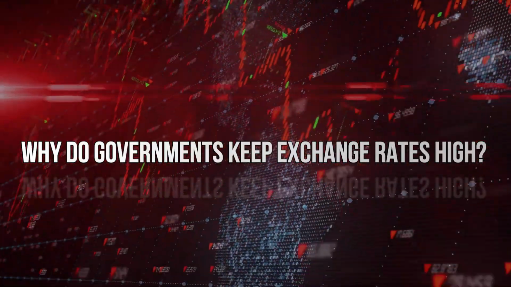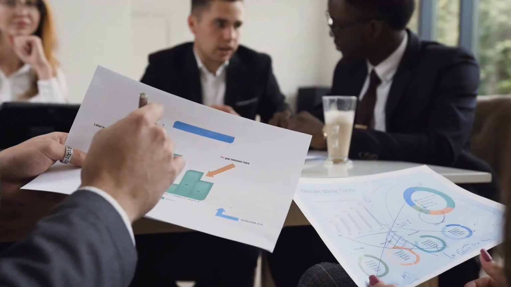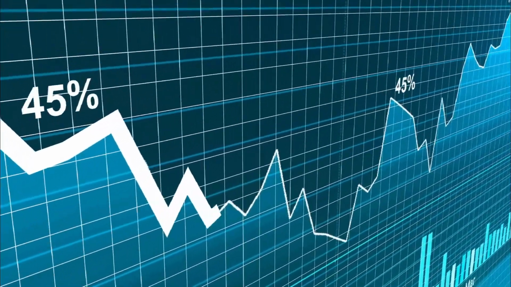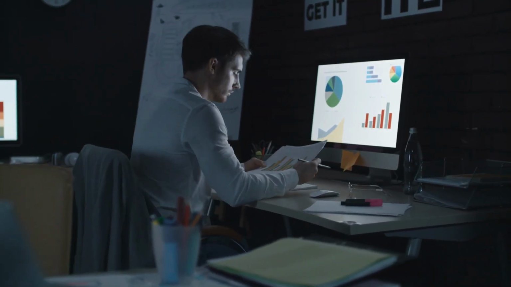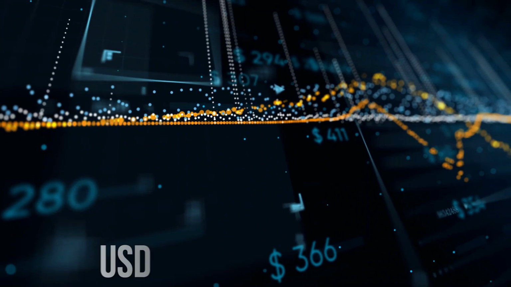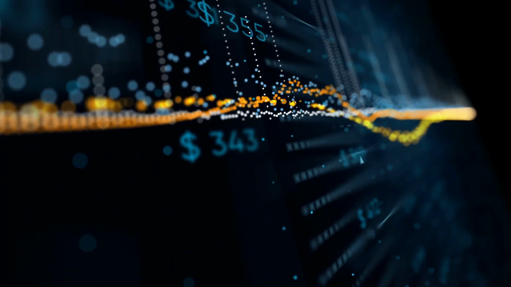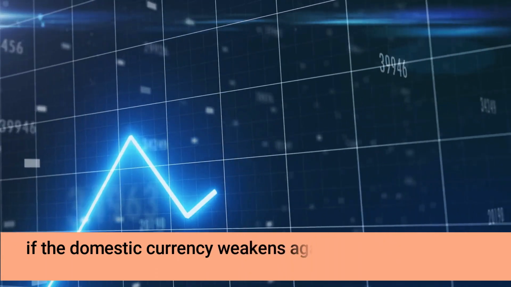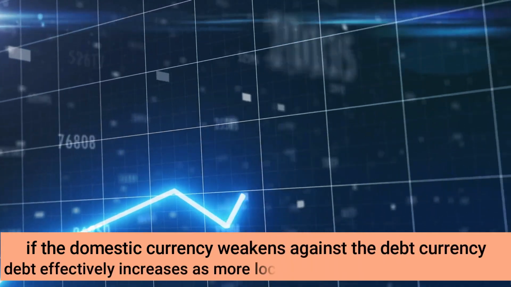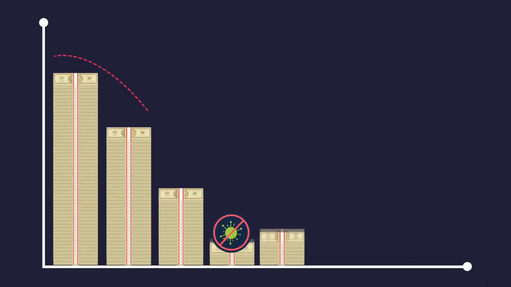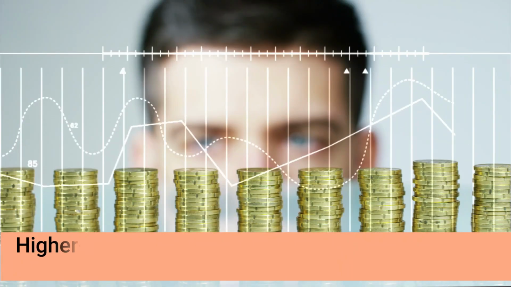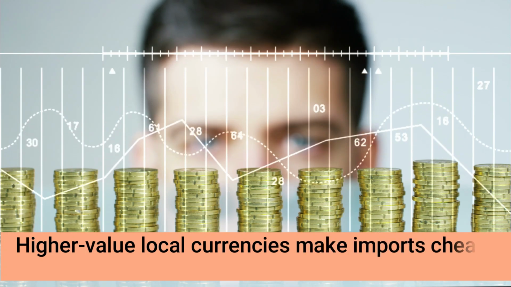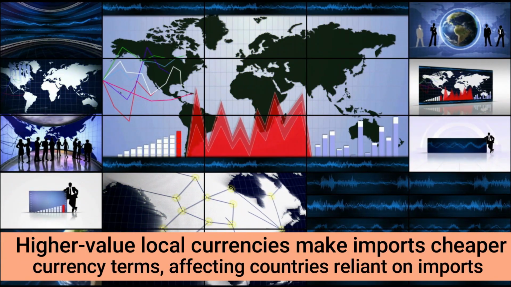Why do governments keep exchange rates high? Governments, especially in developing economies, manage exchange rates to handle foreign currency-denominated debts. To attract investors, they issue bonds in stable currencies like USD, JPY, or EUR. However, if the domestic currency weakens against the debt currency, debt effectively increases as more local currency is required to pay it. For instance, when the Thai baht lost value in 1997, local borrowers needed more baht to pay USD-denominated debts. Higher value local currencies make imports cheaper in local currency terms, affecting countries reliant on imports.